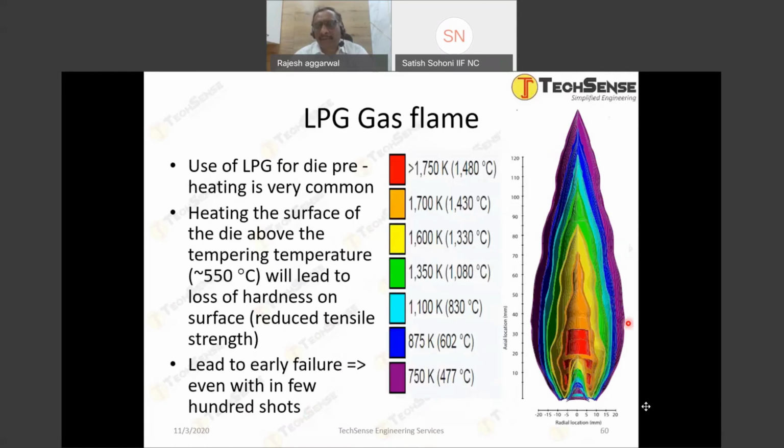What happens with the external gas heating? LPG flame. So this is the standard image of the gas flame and the temperature associated with the color of the flame. Okay.